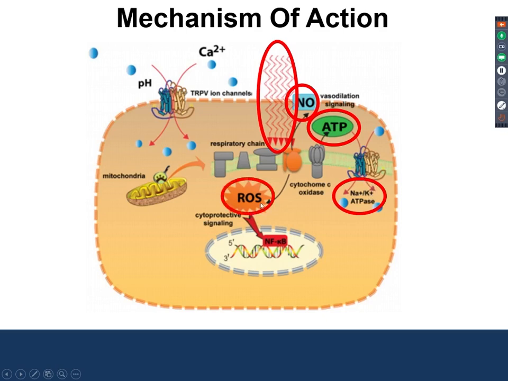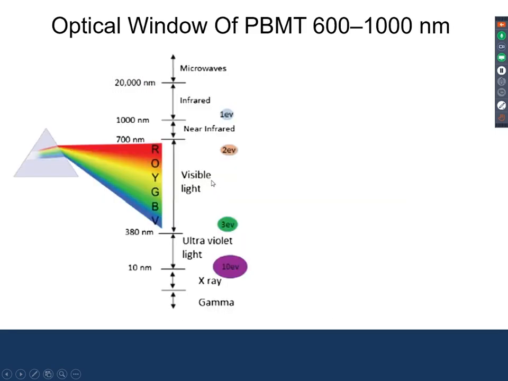There's a short spike of ROS, which is reactive oxygen species. This ROS would trigger an enzyme called nuclear factor kappa beta that triggers the transcription of proteins that cause cytoprotective effects on the cell, so it protects the cell from further damage. Light can also be absorbed directly by calcium ion channels and increase the influx of calcium into the cell. So it's all these different reactions going on that is how photobiomodulation works.